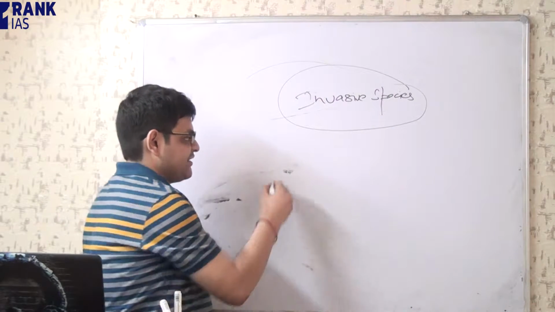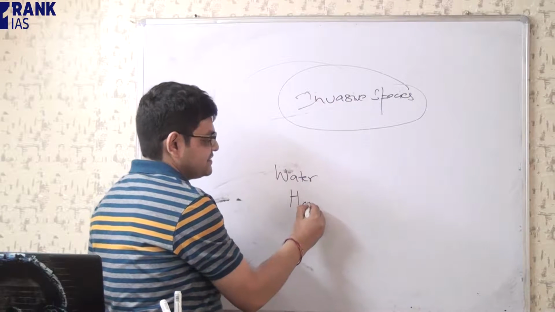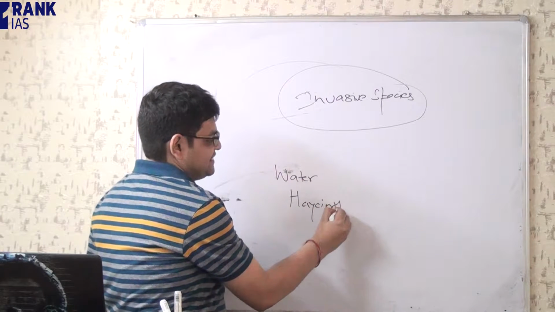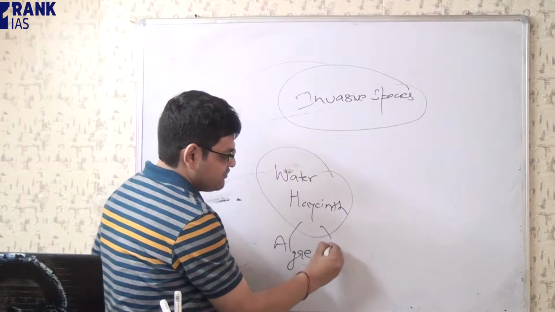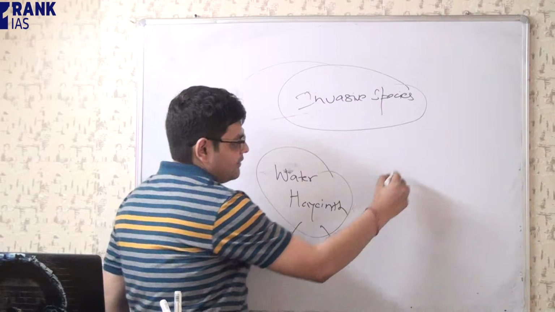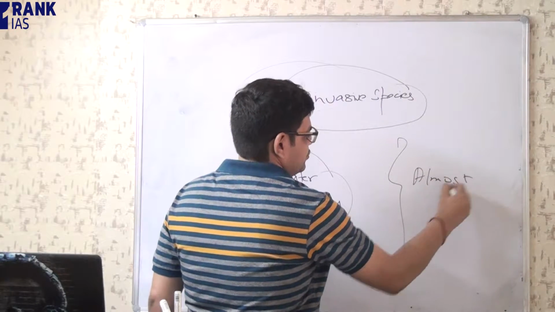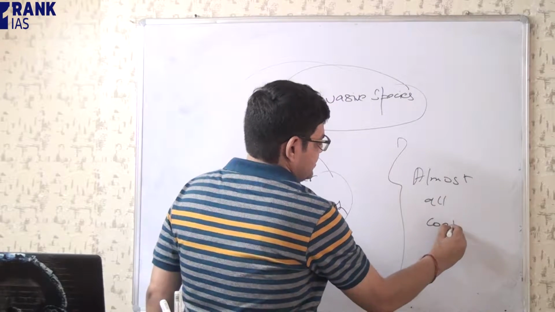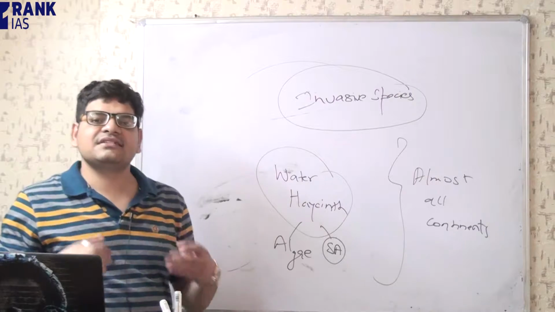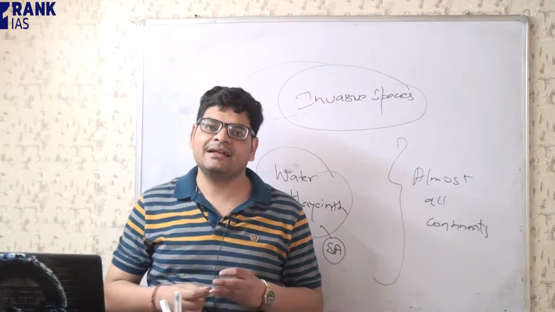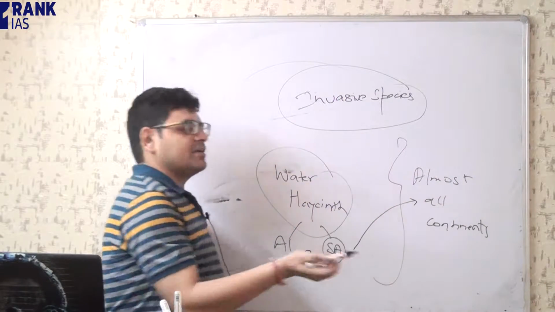So suppose there is a very popular, or you can say very notorious, invasive species. It's the water hyacinth. It's an alga which is a native of South America, and now it is present in almost all continents. So this species was a native of South America, and now it is present in all continents. Now what is the benefit or harm of having an invasive species? So this is an invasive species to other continents.